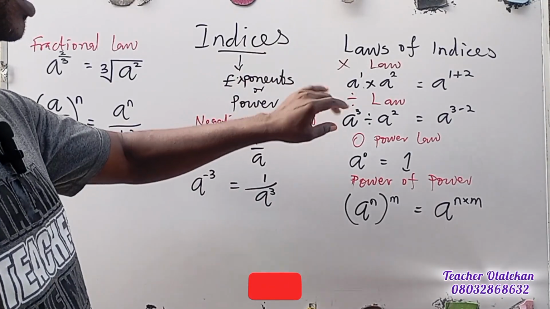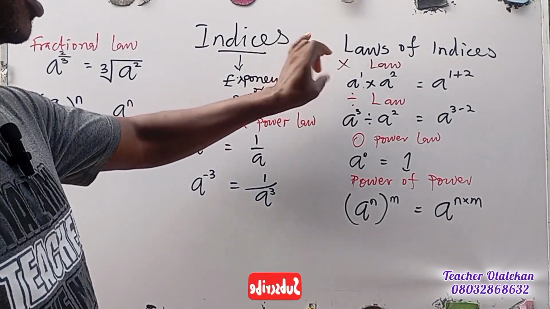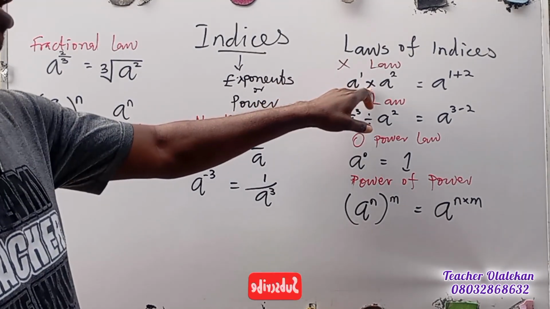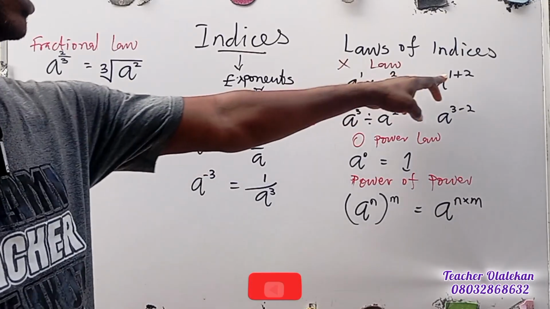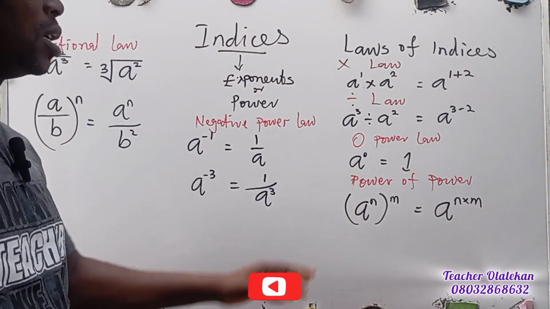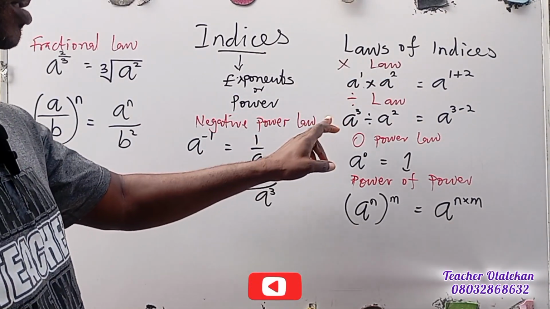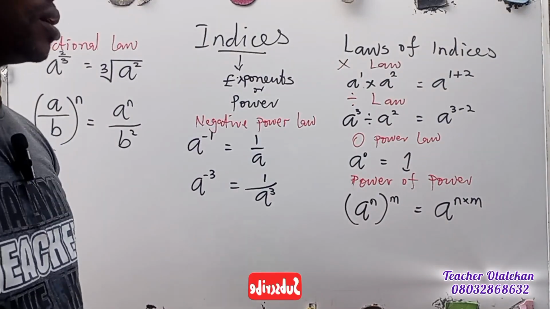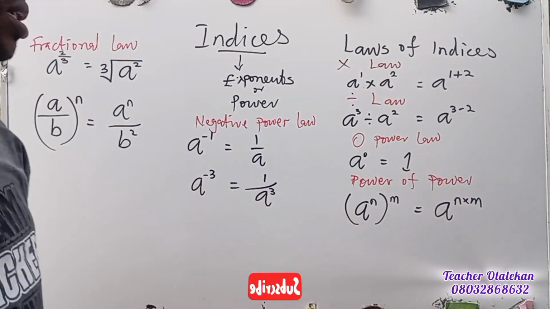So the first law is the multiplication law, which means that when you are multiplying in indices, you add the exponents. The second is the division law, which means that when you divide in indices, you subtract the exponents. So that's what that means.